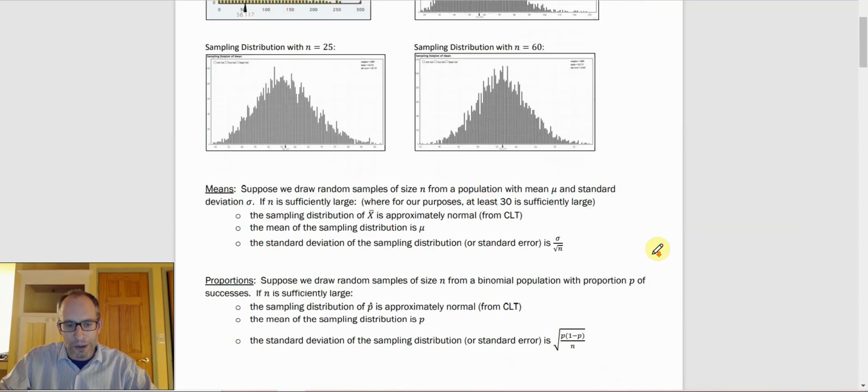All right, so then here's another part where I stuck in a bunch of proportion stuff.